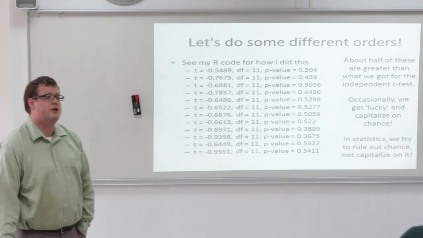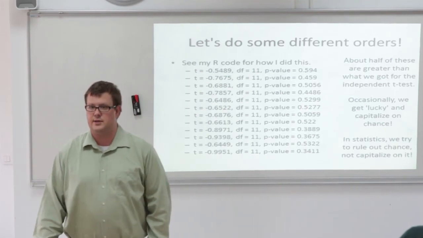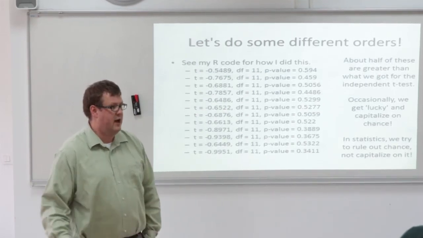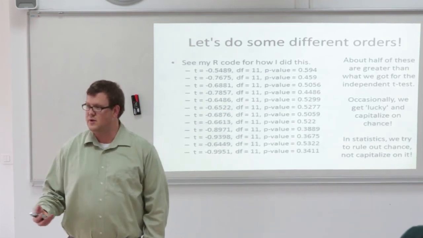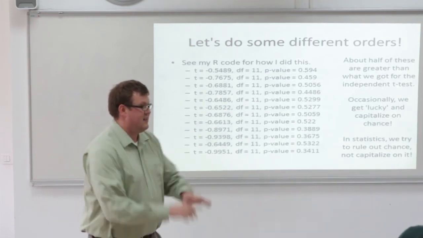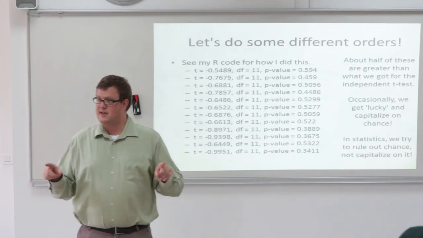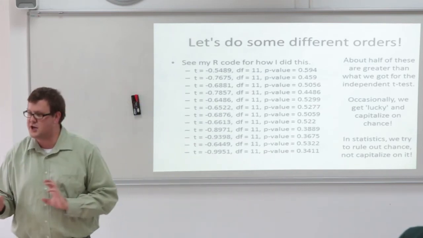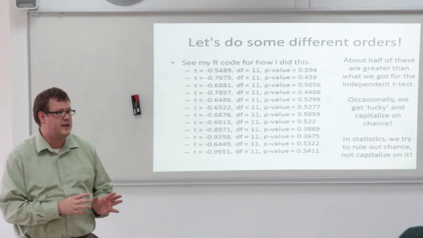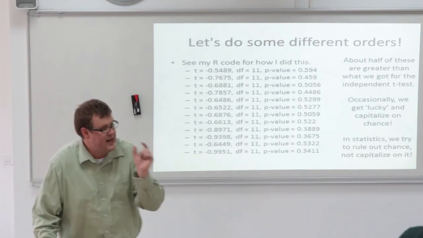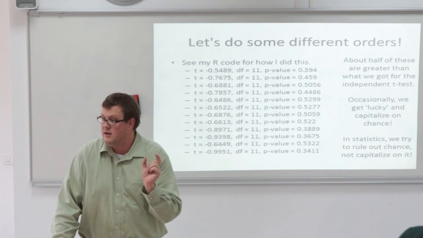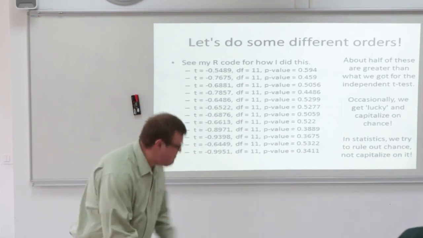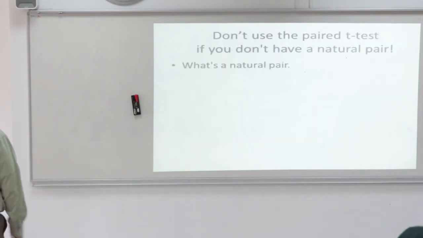In statistics, what do we try to do? We try to rule out chance, right? We want to figure out whether there's an effect or not. What do we use? We use controls. We use sampling distributions. And we say, okay, just by chance it should be this far away. We're trying to account for that chance and rule it out. We're only saying something is significant if the chance of it happening when the null is true is really, really tiny, right? We're trying to limit chance, not capitalize on it.